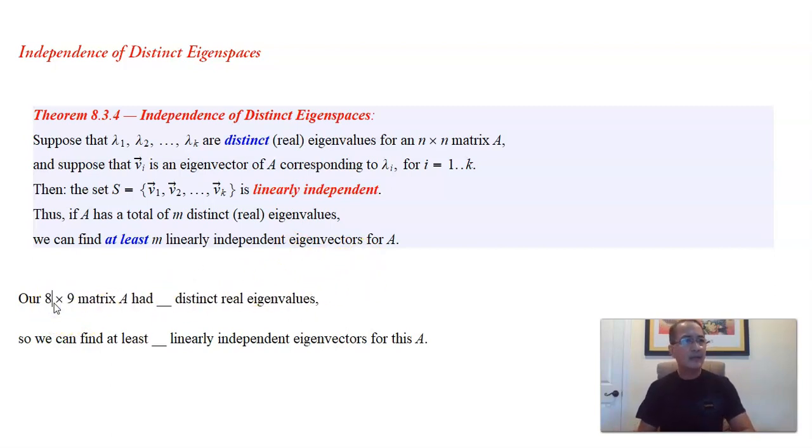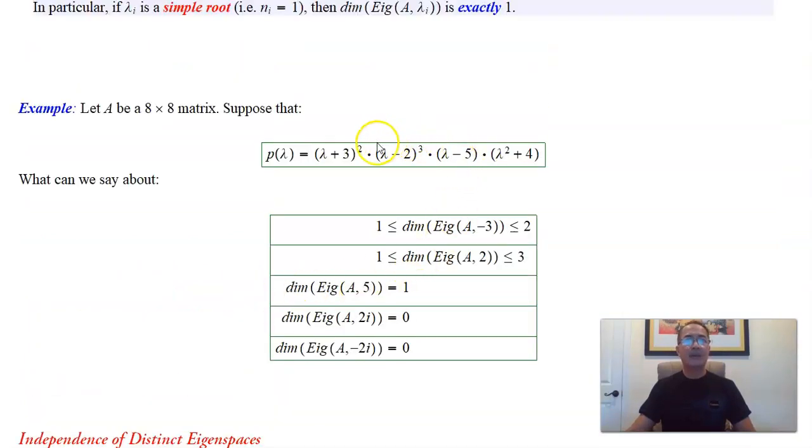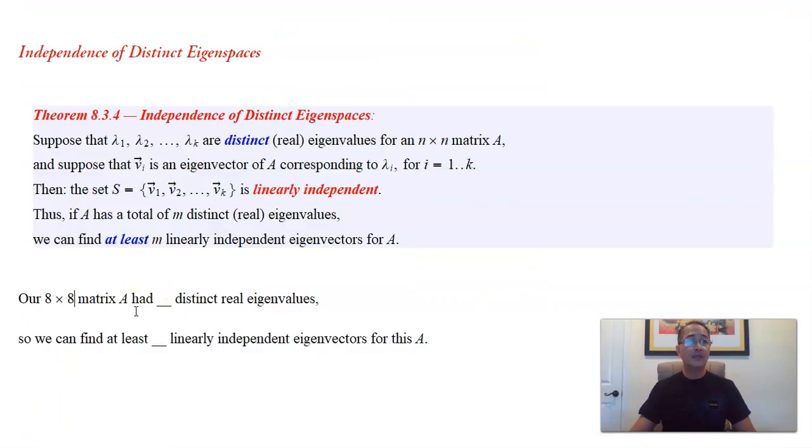So in our last example, and no, it wasn't 9 by 9, it was 8 by 8, how many real distinct eigenvalues did we have? That's real, that's real, that's real, imaginary. So we have 3 distinct eigenvalues. Each of those eigenspaces is at least 1-dimensional. We don't know if this one is 2-dimensional or this one is 3-dimensional.